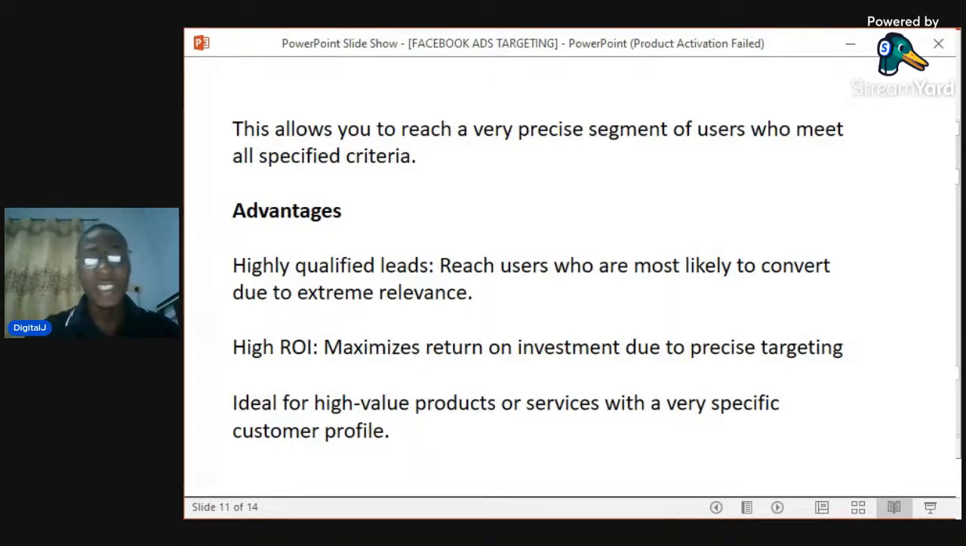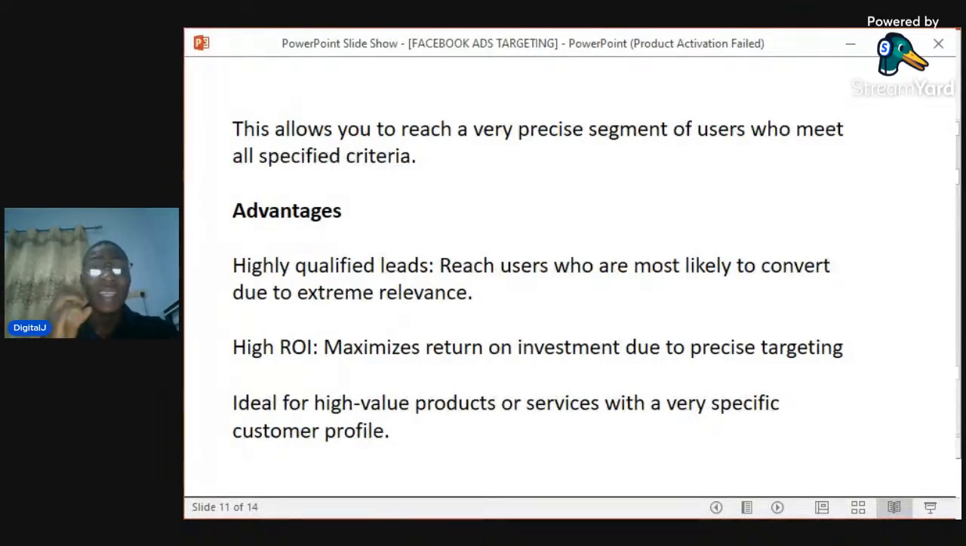Anything that has advantage has disadvantage. But first, let's go to the advantage. Advantage: highly qualified leads. Reach users who are most likely to convert due to extreme relevance. Due to extreme relevance, meaning based on the layers of interest that you have selected, you will be reaching out to people that are going to convert because of the kind of targeting that you have done. You have narrowed your targeting.